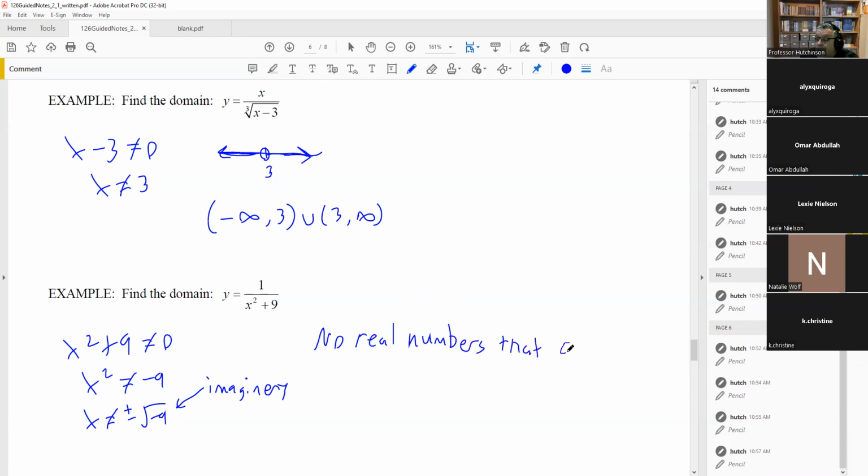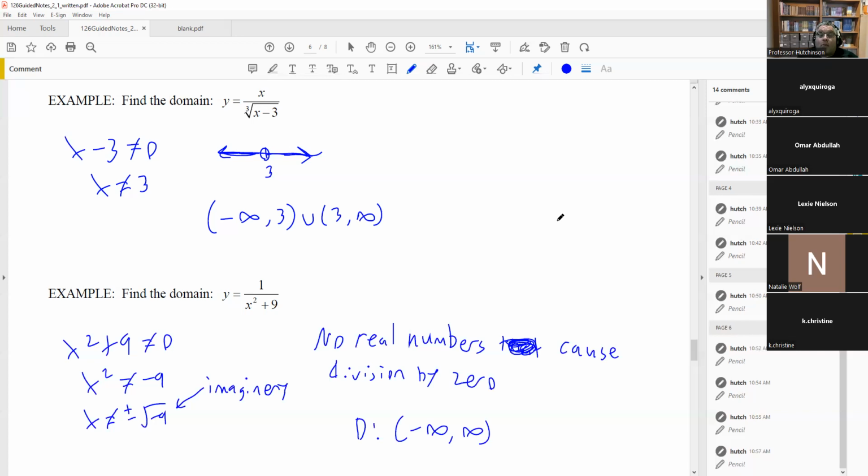that cause division by 0. That's basically what that says. No real numbers cause division by 0. Because of that, that means that my domain is going to be negative infinity to positive infinity.